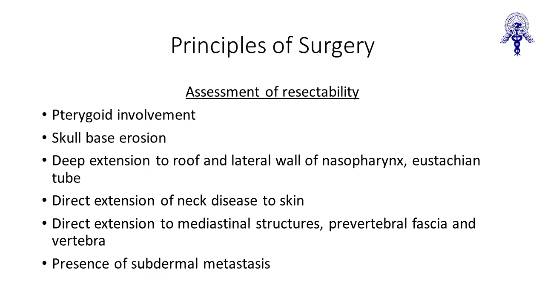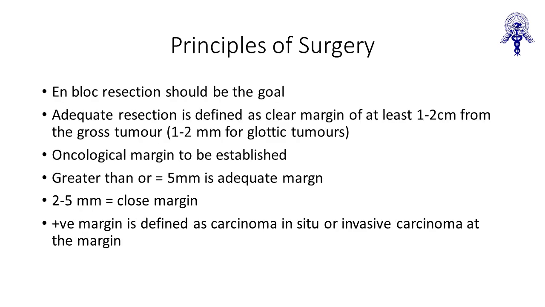This is very important. When we are doing surgery, the primary goal is en bloc resection. We are going to remove the tumor totally. Now what is meant by adequate resection? Adequate resection is defined as a clear margin of at least 1 to 2 centimeter from the gross tumor. That is 1 to 2 millimeter for glottic tumors.